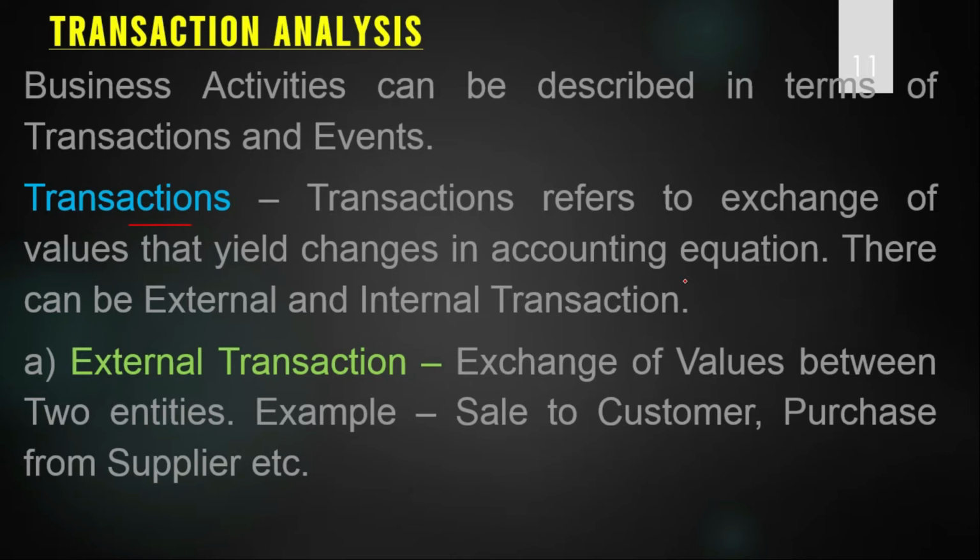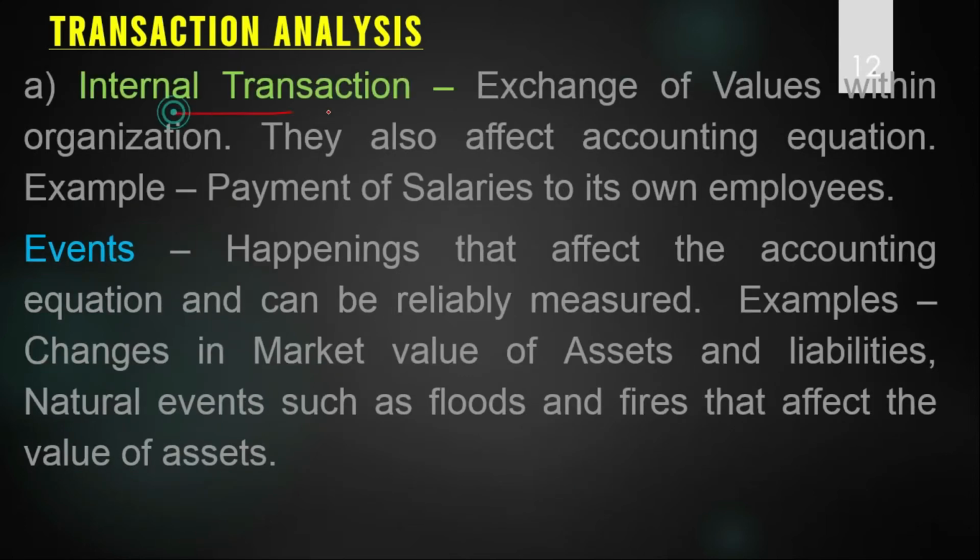There can be two types of transactions: external transactions and internal transactions. External transactions are the transactions between the business entity and the outsiders that will also change the values of the accounting equation. An example is a sale to a customer. The customer is an outsider. Purchase from a supplier. The supplier is also an outsider. So these two are examples of external transactions. An internal transaction is a transaction that occurs within the organization, and this also affects the accounting equation. An example is payment of salaries to employees. Salaries are paid to the employees and employees are within the organization. So this is an example of an internal transaction.